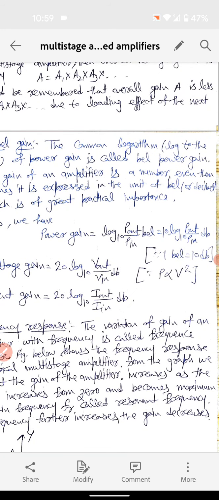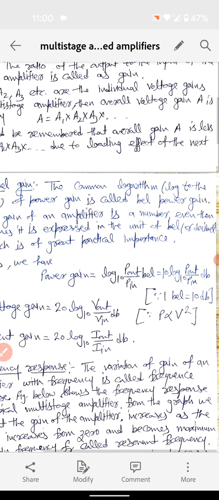Okay, so if you substitute this, 1 bell is equal to 10 decibel, so this formula will become 10 log P output by P input decibel. Okay, and P is the output power, and P is the input power. And power, we know, is directly proportional to V square. So if we want to change this formula in terms of voltage, then this will become V output square by V input square.